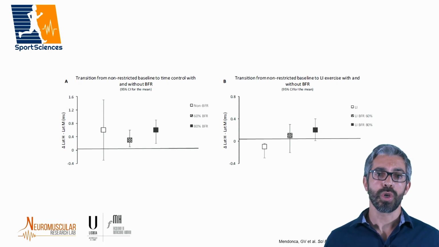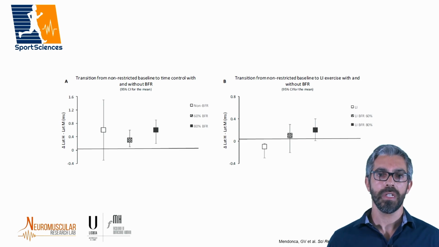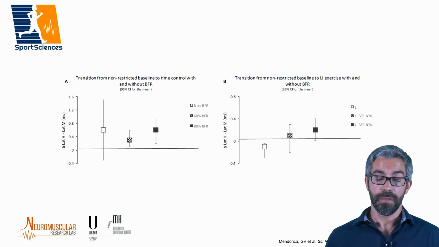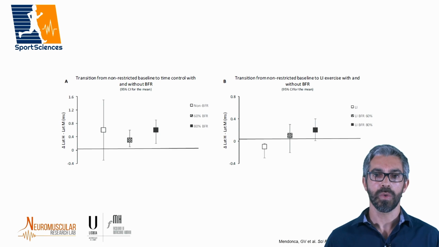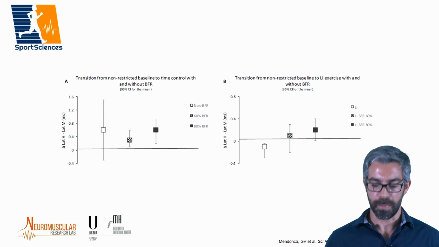Our data show that at these relative intensities, blood flow restriction does not disturb nerve conduction of the sciatic nerve without exercise, and this indicates that the magnitude of blood flow restriction typically used for training or rehabilitation purposes does not affect the integrity of the sciatic nerve, and this is quite relevant for practical purposes.